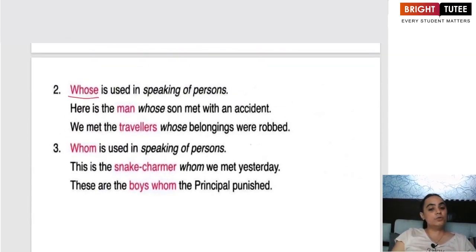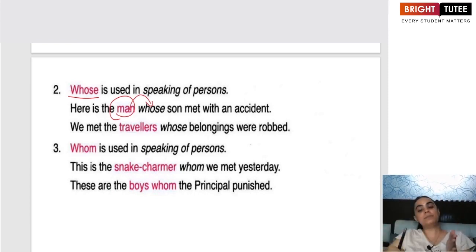Whose is used in speaking about the people, speaking of the persons that you referred to. For example, here is the man whose son. So the man who you are speaking about, that man's son met with an accident. So whose is always used as something which helps you to speak about the noun which was used before it. We met the travelers whose belongings were robbed.